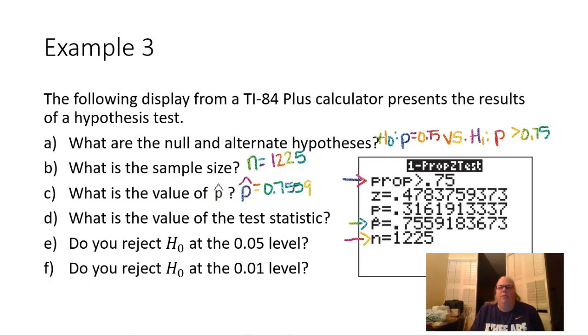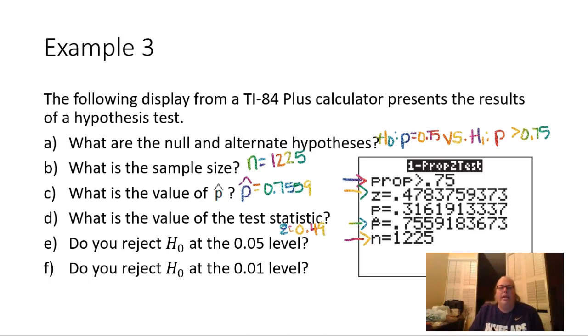What is the value of our test statistic? That's our Z value right here. Z is going to be equal to 0.49, and I'm going to round to that because if we were using table A2, we would just need the 2 decimal places to do that.